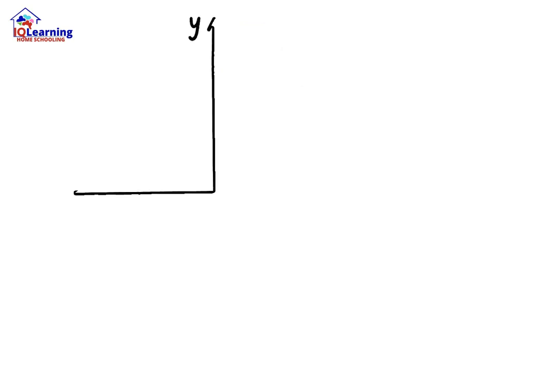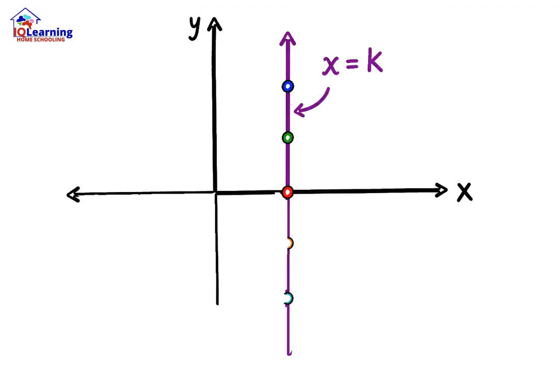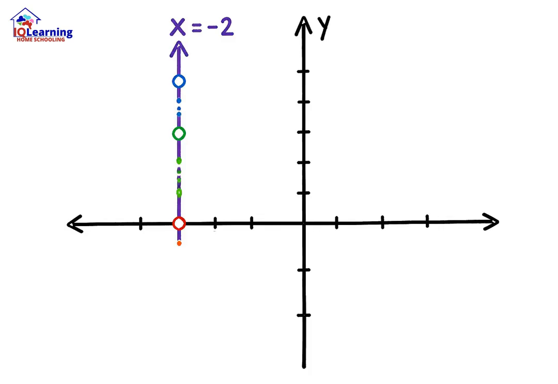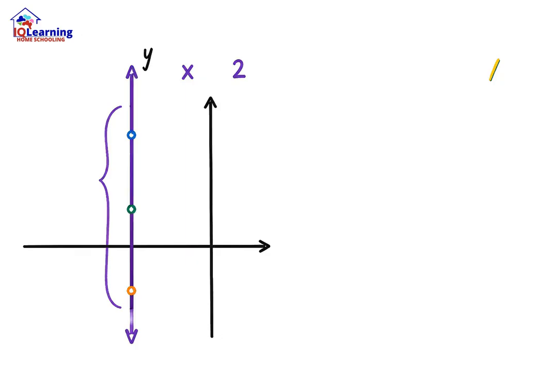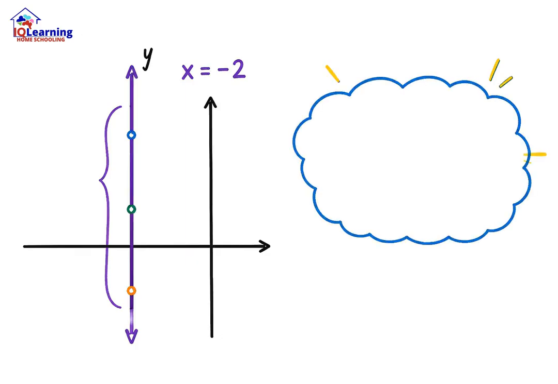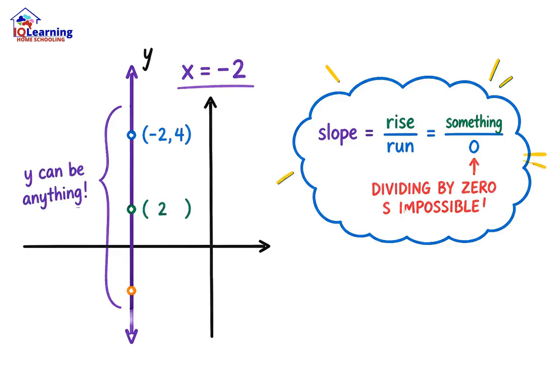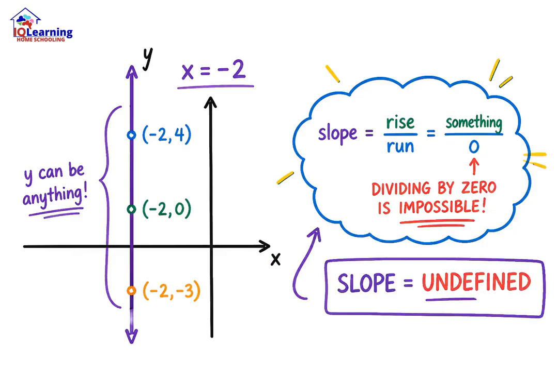Now flip it 90 degrees. The vertical line goes straight up and down. Its equation is always x equals k. Think x equals -2. On this line, every point shares the same horizontal address. The x-coordinate is locked at -2, while the y value can be anything. What about its slope? Well, since there's no run, you'd have to divide by 0. And since that's impossible in math, we say the slope is undefined.